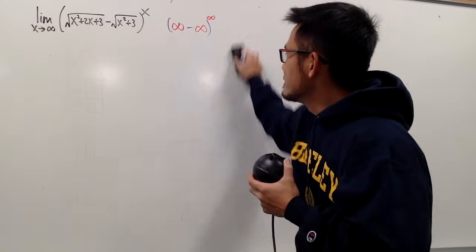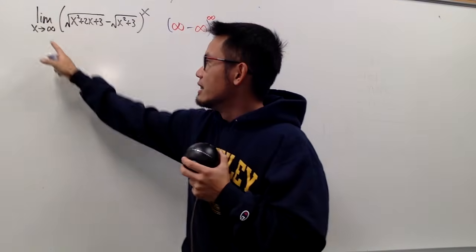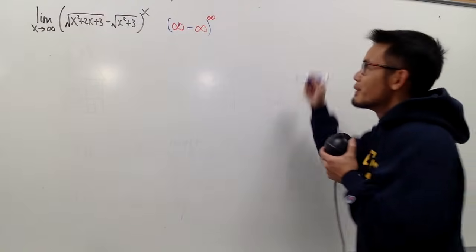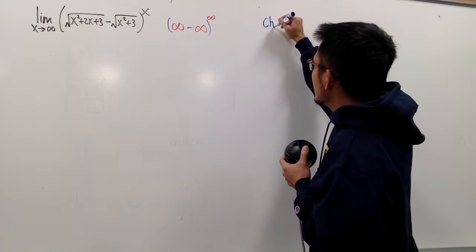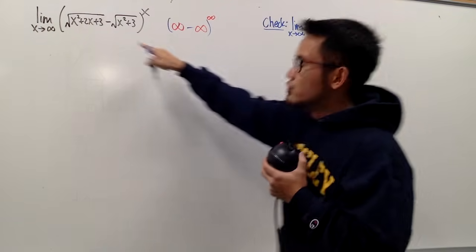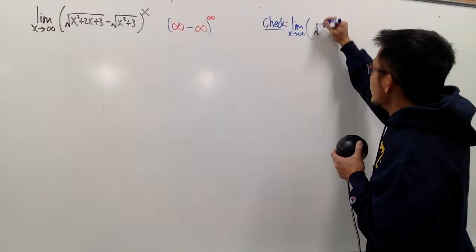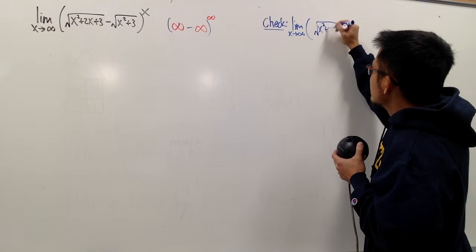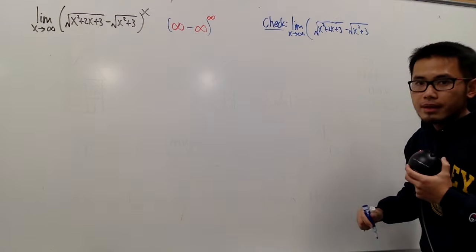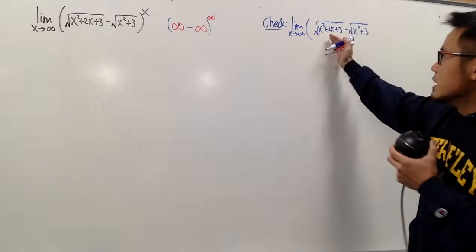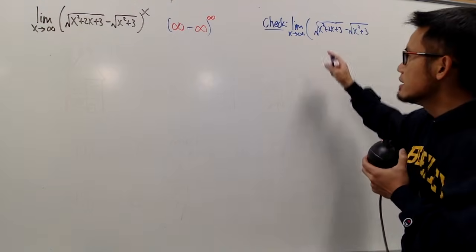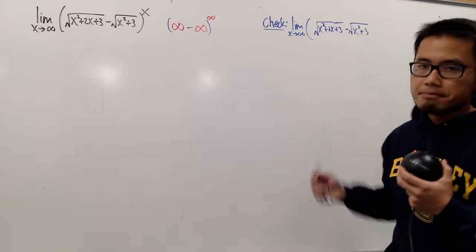But I'm going to erase it, and I will first check the limit of just the inside, all right? So let's do that right here. I will check the limit as x goes to infinity of just the inside. Namely, we have the square root of x squared plus 2x plus 3 minus the square root of x squared plus 3, right? Okay, this is indeterminate, but this is not good at all in the sense that I cannot use L'Hopital's rule, right? Because it's infinity minus infinity, right?